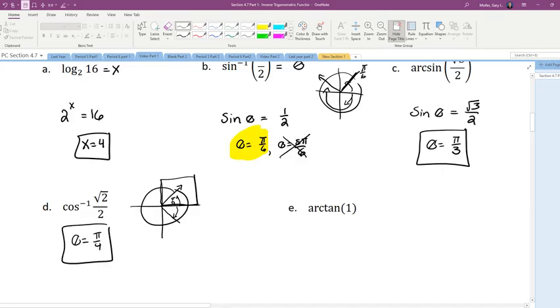And then the arctan of 1 is asking us, in a unit circle or any representation here, the arctan is 1. So we've got a triangle, and we should know that's 1 and 1. Oh, that's going to be 1, 1, square root of 2. Hey, that's pi over 4 again. So this is going to be theta equals pi over 4. Okay, so those would be our answers.